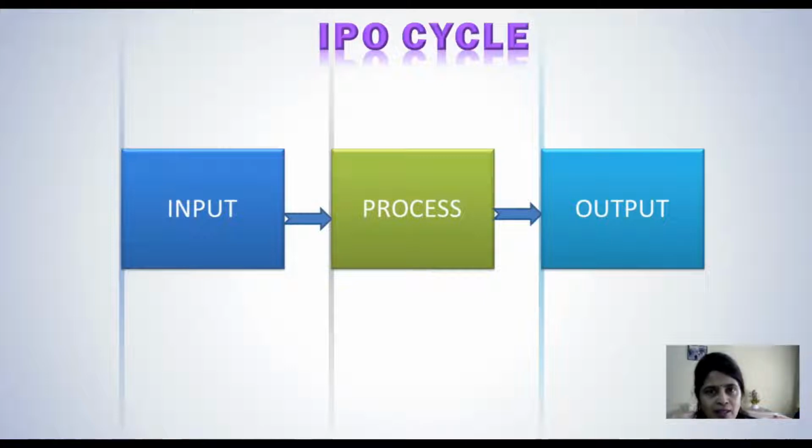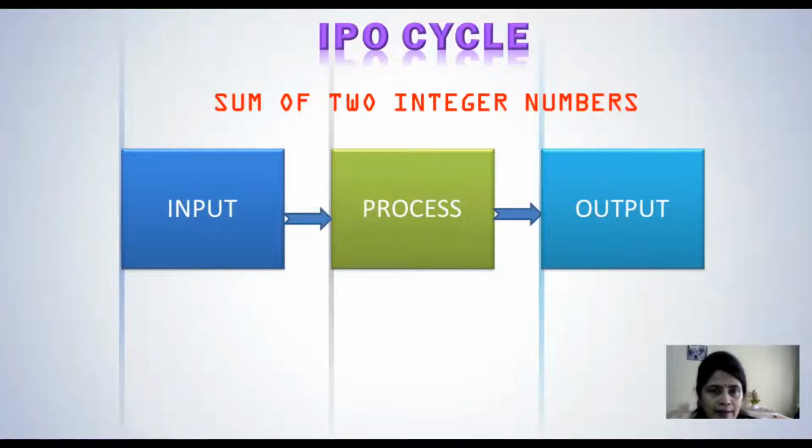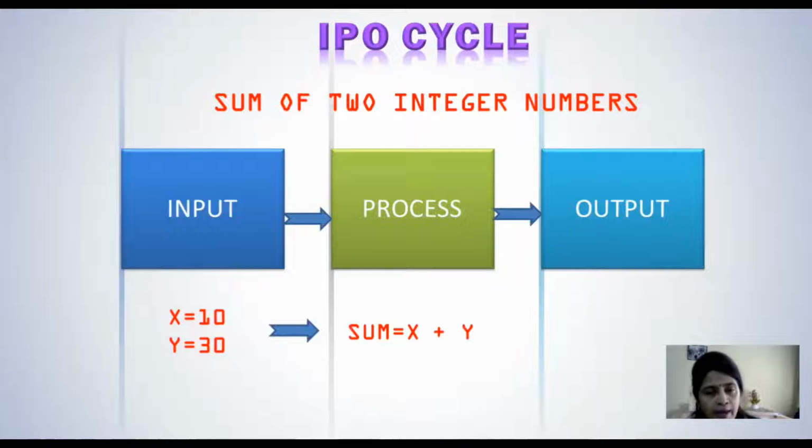Friends, I have already discussed the IPO cycle, that is the input process output cycle, in my third lecture. You can refer to that video. I have provided the link in the I button of YouTube. In that video, I discussed the input process output cycle through the sum of two integer numbers. Let us see, when we assign the values x equal 10, y equal 30, it will be processed by the processor, and it's written sum equal x plus y, and the output will be produced as 40.